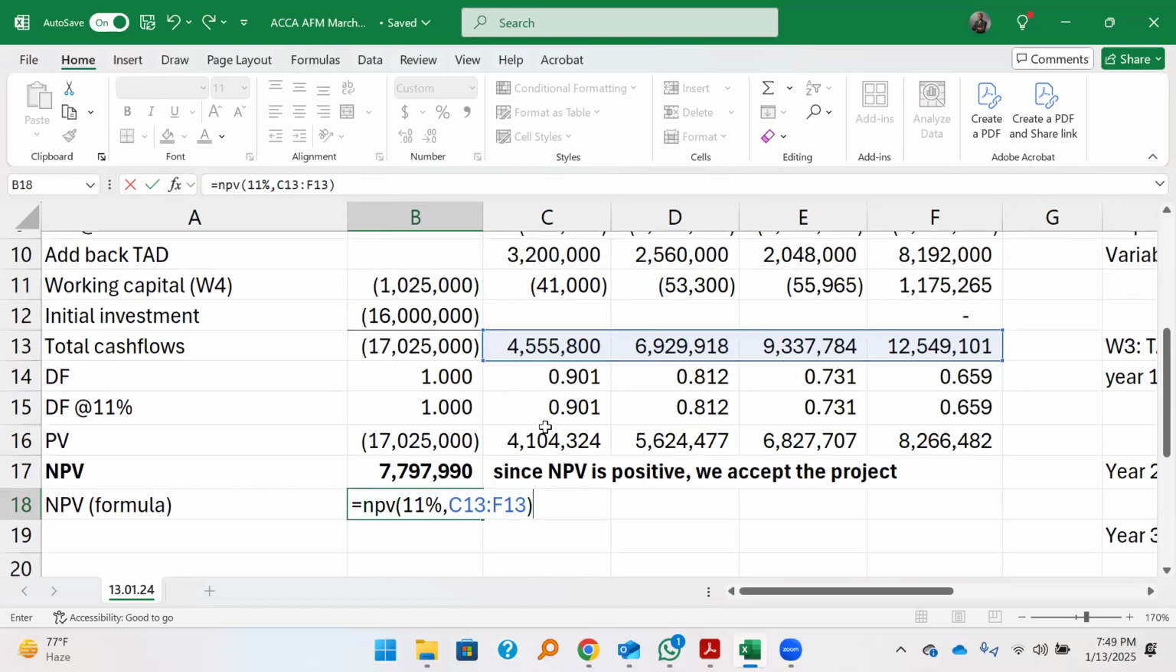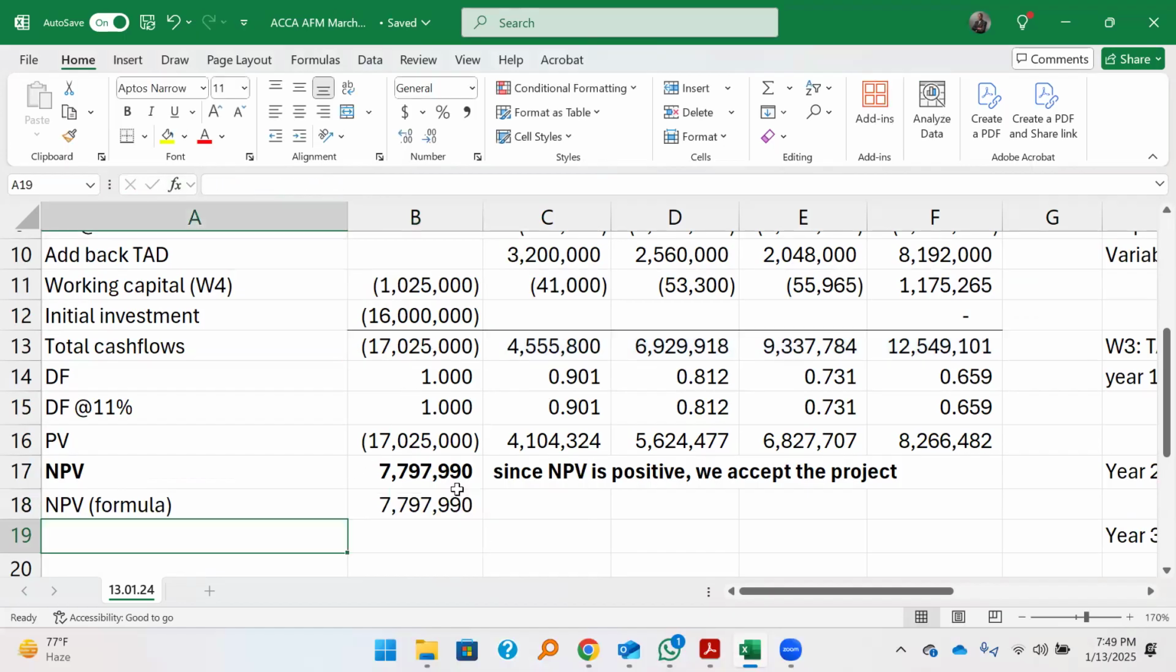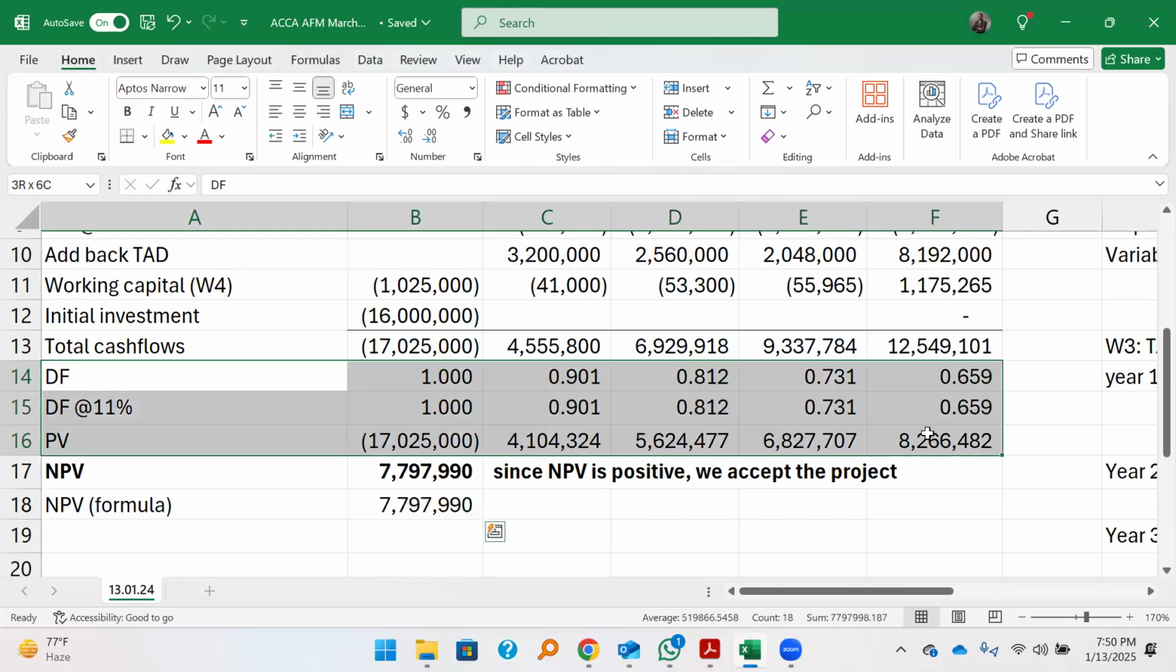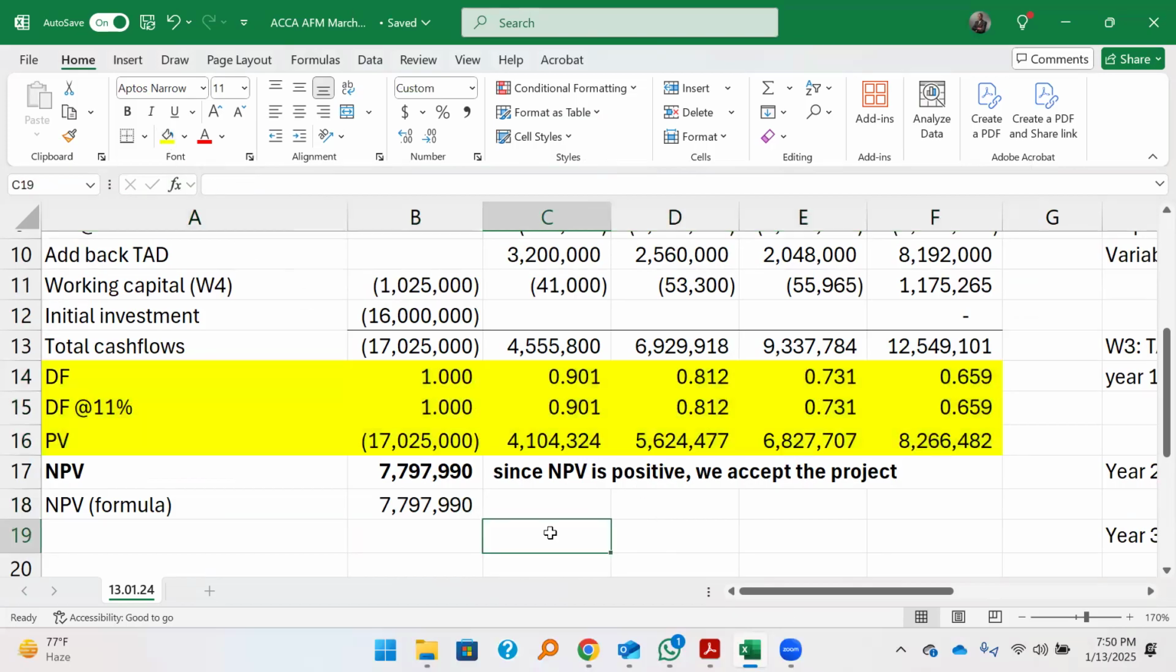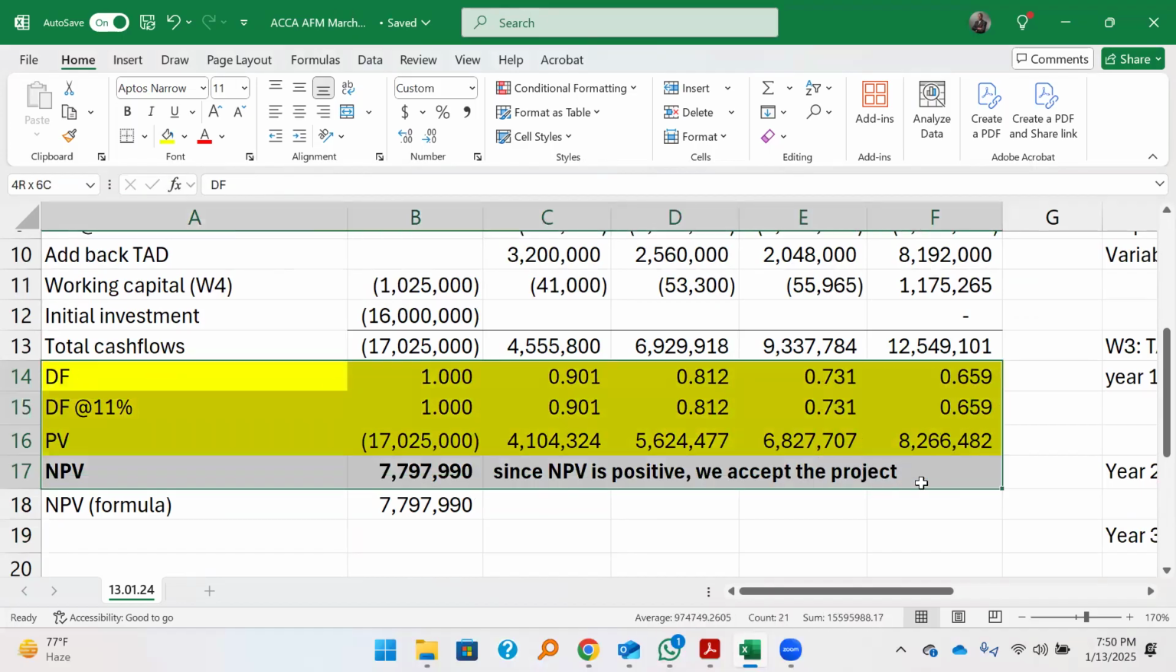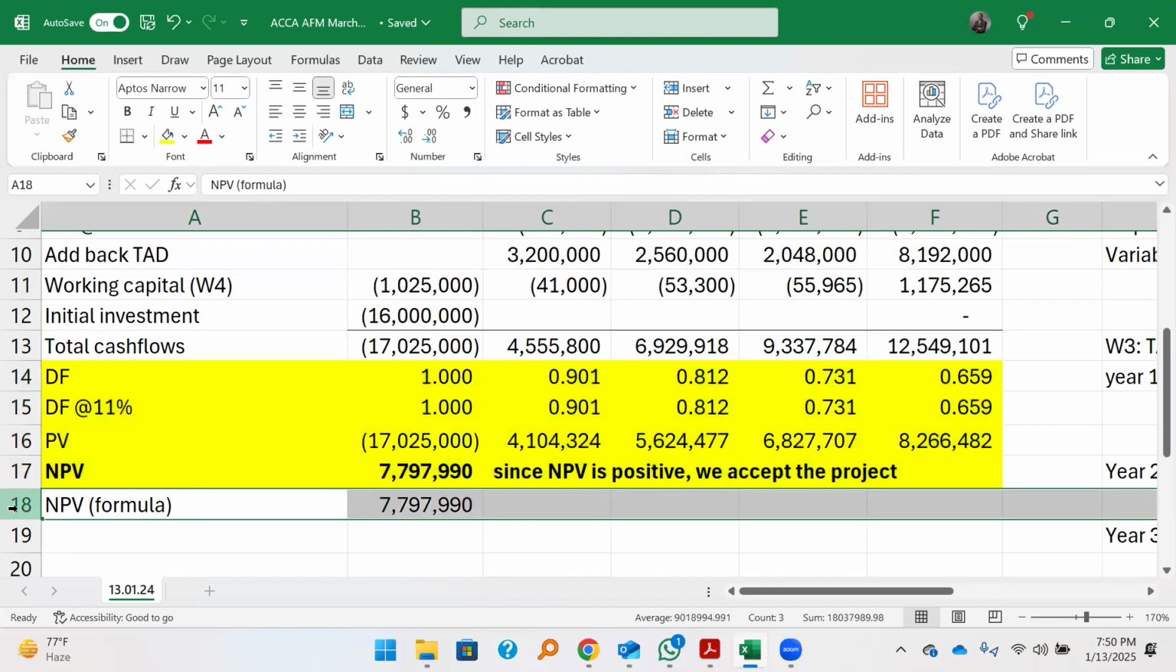Now, when you do that, you subtract the initial investment. The initial investment being negative, I'm going to put plus, and I put it there like that. And I get the same exact answer. Okay? But this one saves me from having to do all of these, because instead of doing discount factors, present value, NPV, I just do it in one sweep. And the examiner will give you the same exact marks.